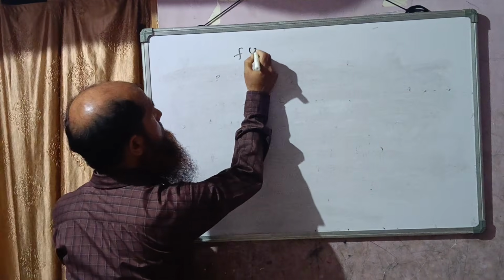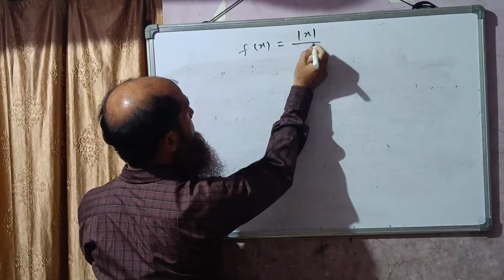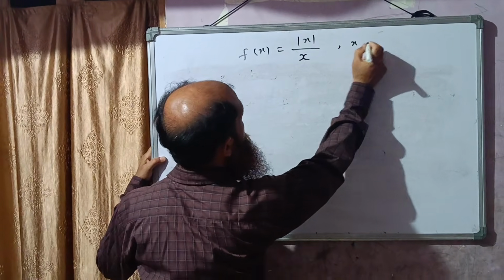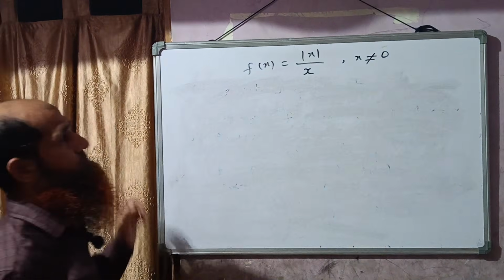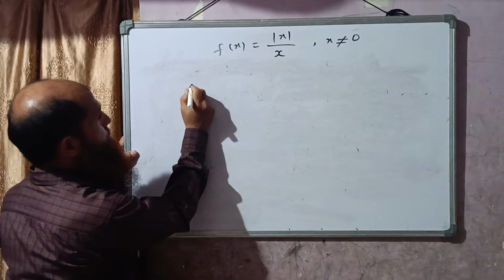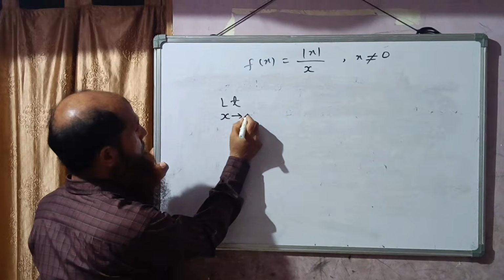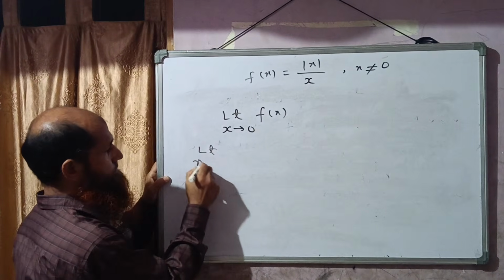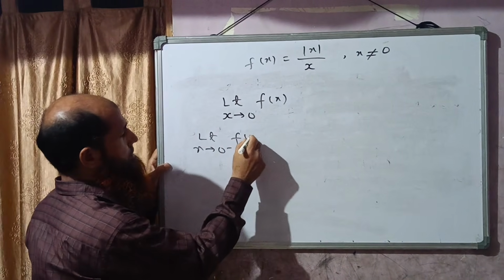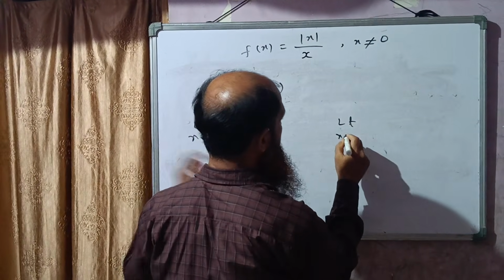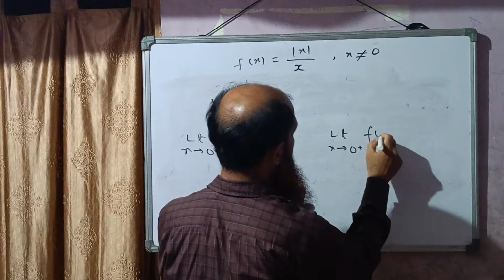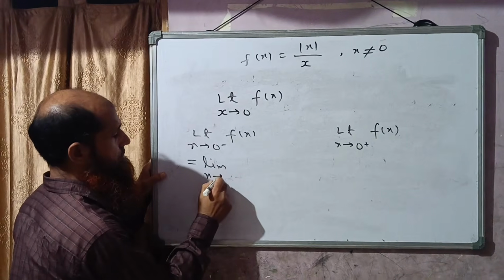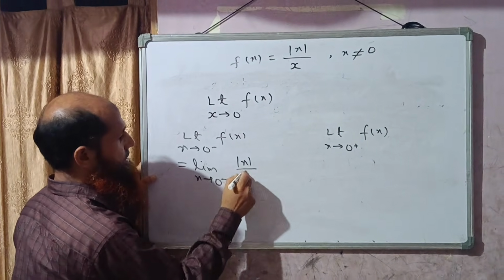f(x) is equal to mod x divided by x. For this function, here this is defined when x is not equal to 0. Suppose we have to find out limit x tending to 0 f(x). This is we have to find out. Then we need to find out the left hand limit and the right hand limit. These two limits we have to find out. So this is equal to what? Mod x divided by x.